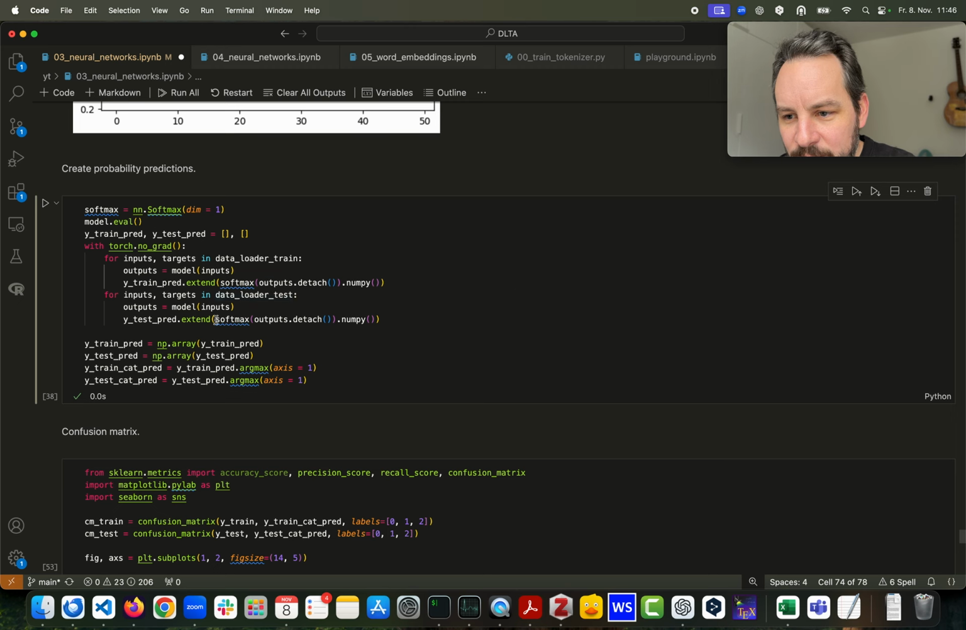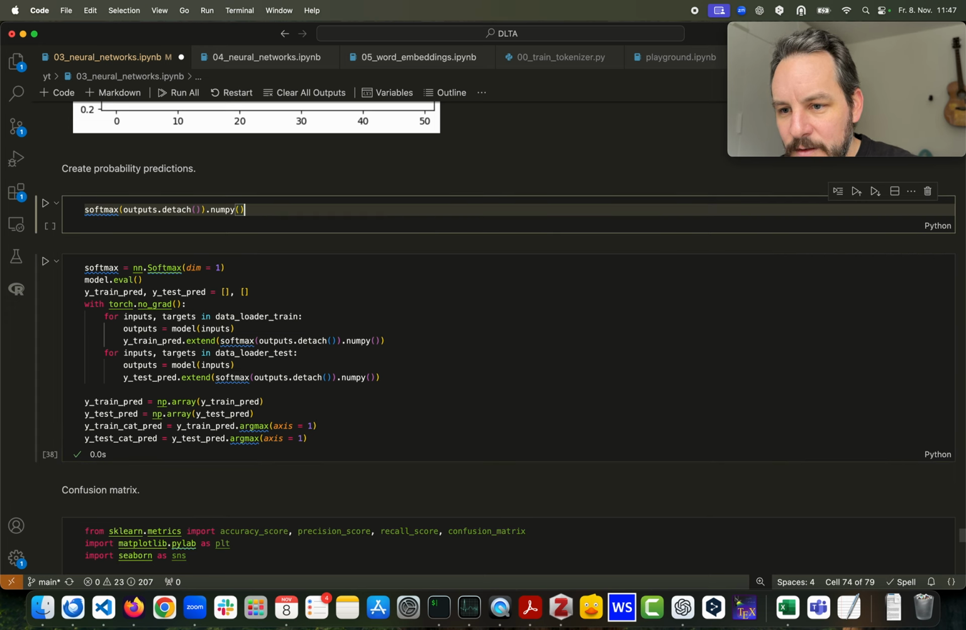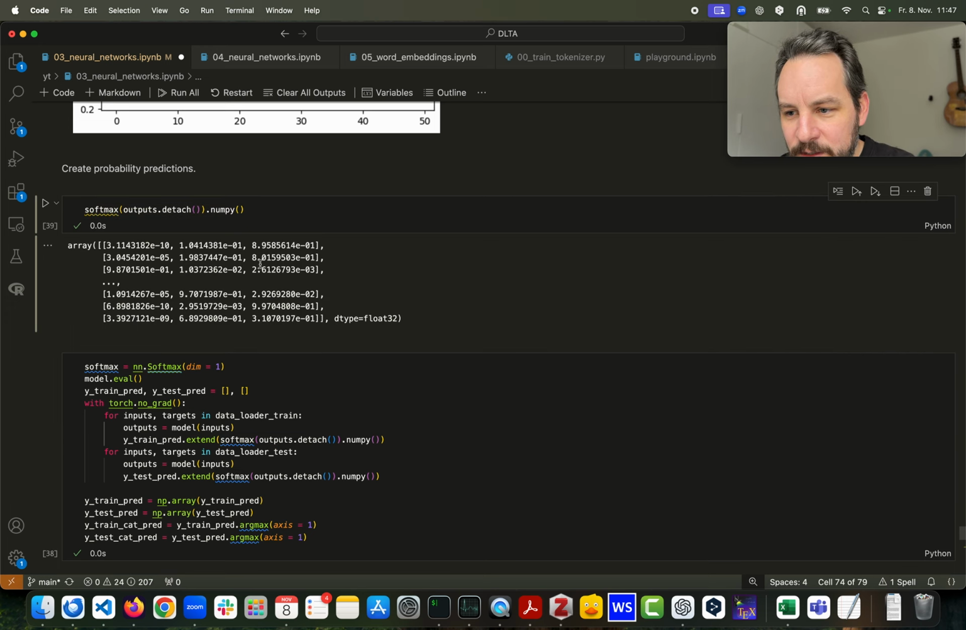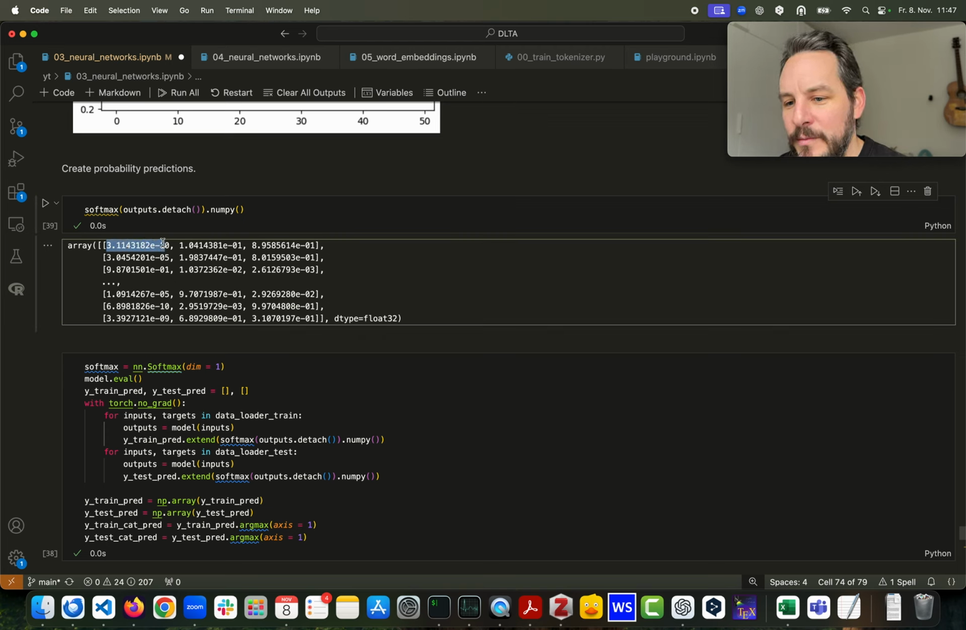So for instance, it would look something like this here. So here that means e to the power of minus 10, so almost 0. But here we have a 0.10 probability that this is category 1, and almost 0.89, or 89%, that this is category 2.